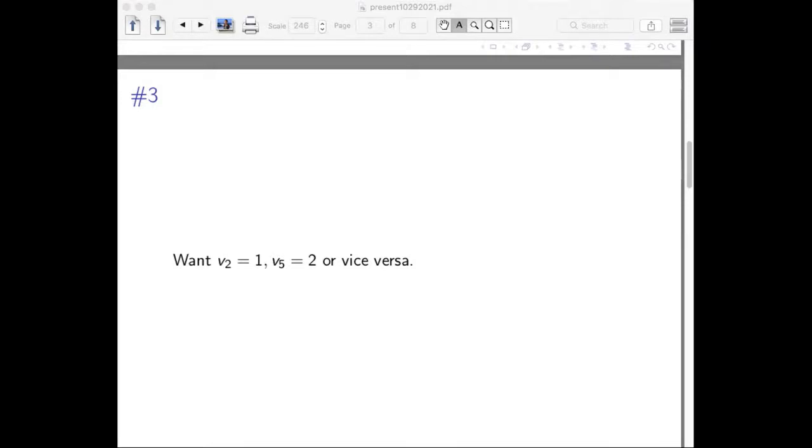Because we want to increase the total tau function by a factor of 3, note that adding one prime factor will multiply the number of factors by (n plus 1) over n for some integer n. To get 3 as a product of such terms, you want it to be 2 and 3/2. That's why we get the reasoning that we want v2 equal to 1 and v5 equal to 2, or vice versa.